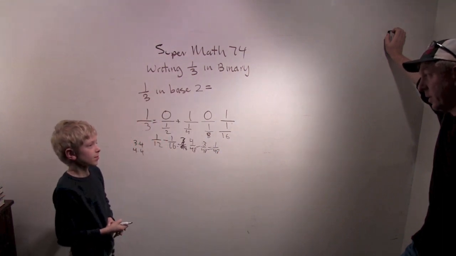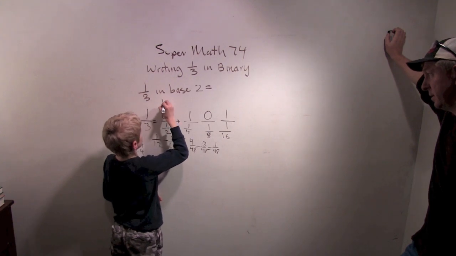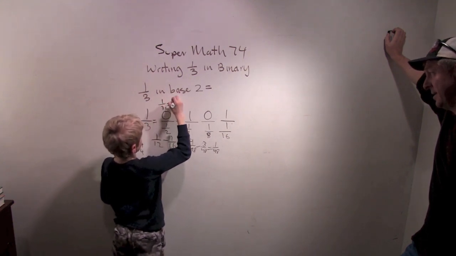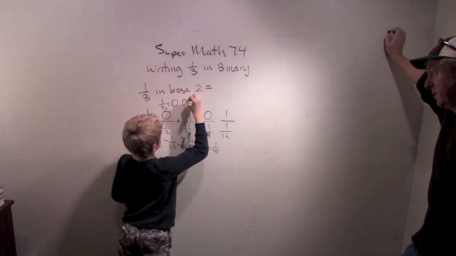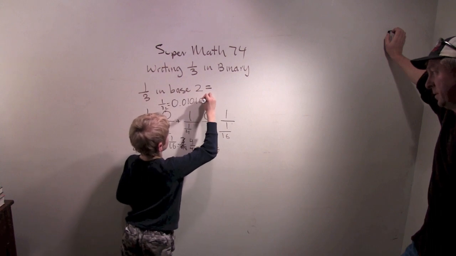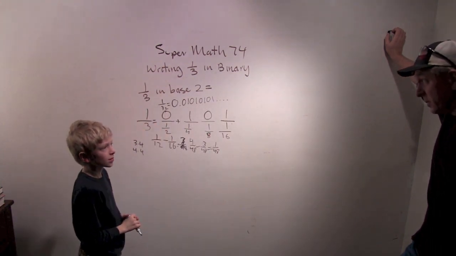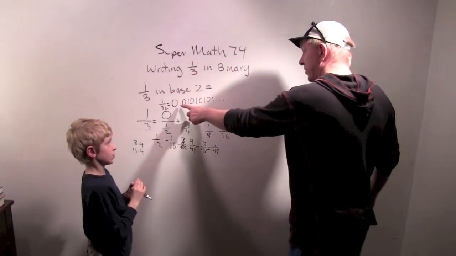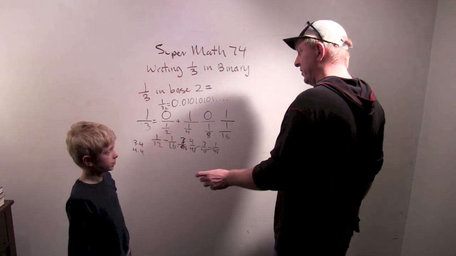So write down what you think 1/3 equals in binary. 1/3 in binary is 0.01010101. Very interesting. So 1/3 in binary, we just figured out, is 0.01010101 repeating forever.